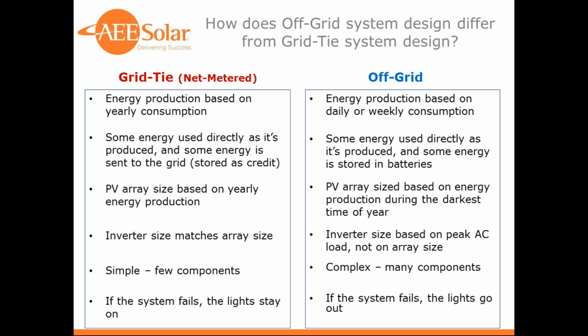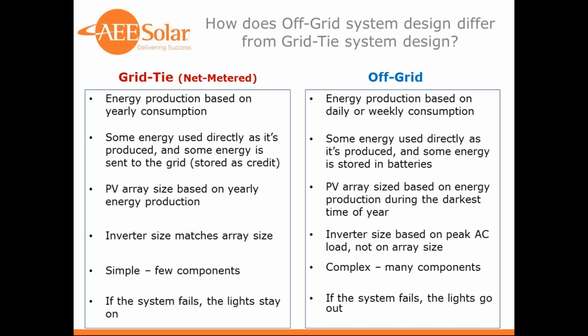Grid-tie systems are rather simple. There's only a few components. It's racking, modules, and inverter, a little bit of switchgear, pretty simple. Off-grid systems are often very complex with many components, with charge controllers and different switchgear and metering systems. Definitely a lot more complex than grid-tie.